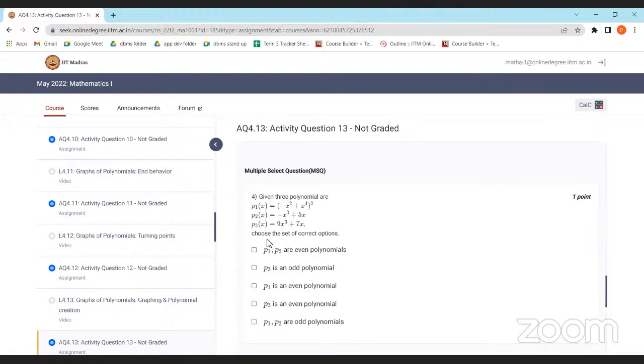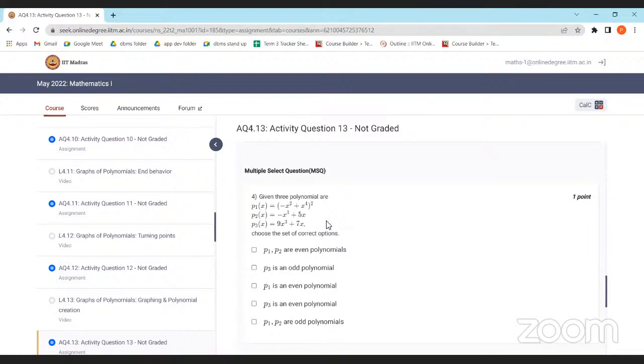How is it neither even nor odd, sir? Just replace x by minus x here. Are we getting minus P of x? No, now we are getting P of x, so it is neither even nor odd.